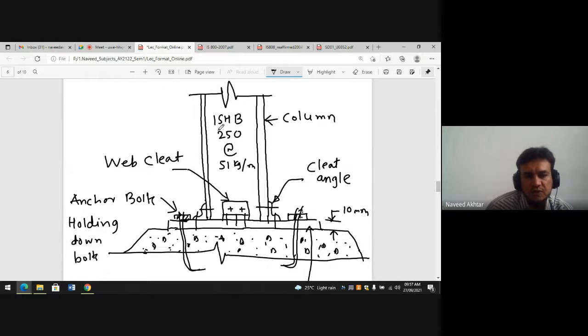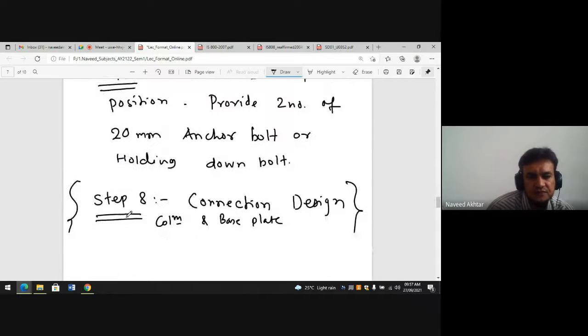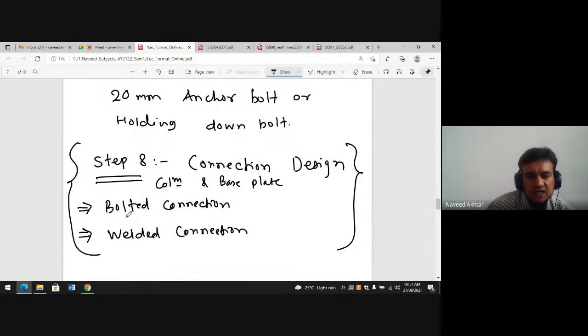And to hold the column in position, you are providing the plate angle or web plate. Okay. If the angle is provided at the web, that is called web plate. If it is provided at flange, it is called flange plate, or simply the plate angle.